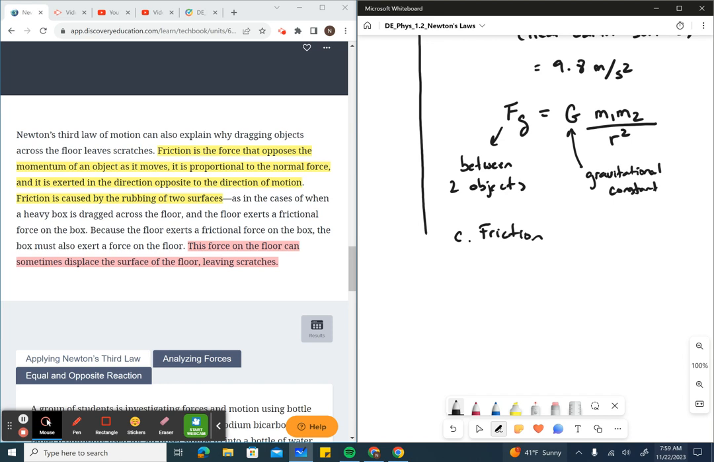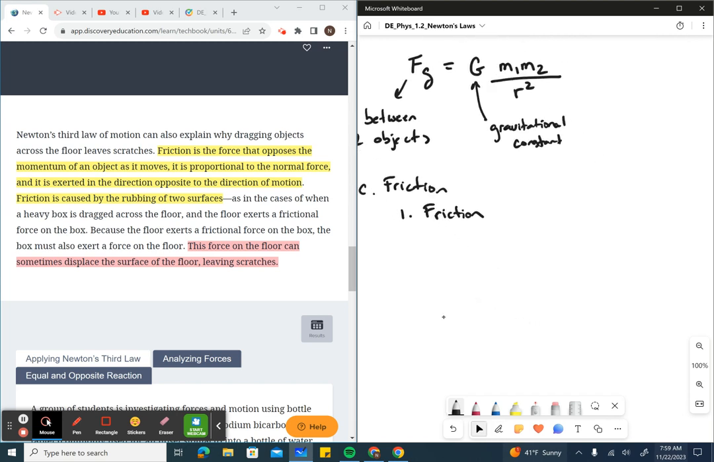All right, so let's put down here, number one, friction is caused by the rubbing of two surfaces. This is why you can snap your fingers. You snap your finger, and the thumb and your middle finger are going to have friction between them as they rub against each other, and that's going to produce that snap sound, right?